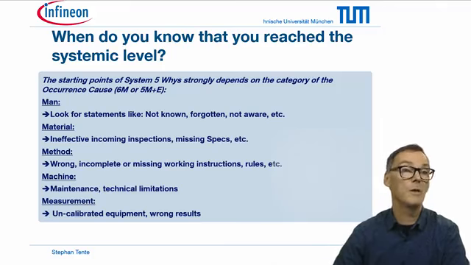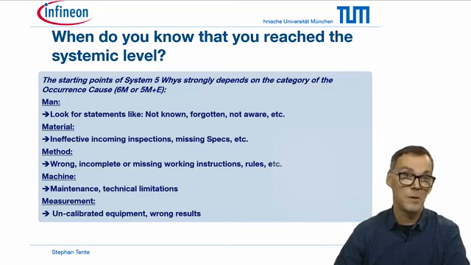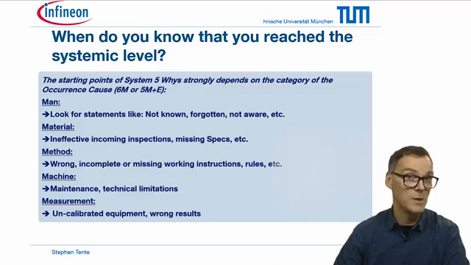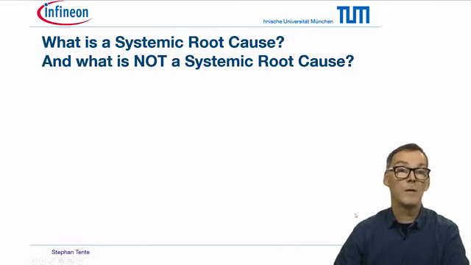You can continue reading the page. For material, it would be something like ineffective incoming inspections, or maybe a missing spec. For method, it could be as simple as wrong or incomplete, or maybe a missing rule, and so forth. And that brings me to a definition of a systemic root cause.